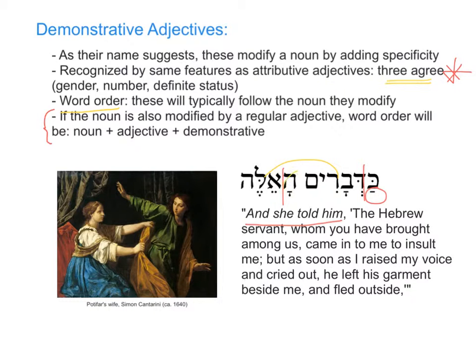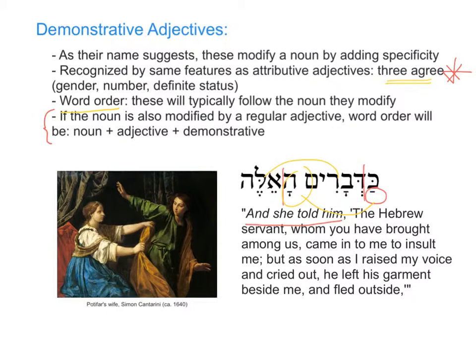But most important is that they both have a definite article. Ha, and the patach is indicating that. So we have our three-agree rule. A literal translation of this would be according to these words. According to these words, where these words is functioning as a demonstrative adjective.